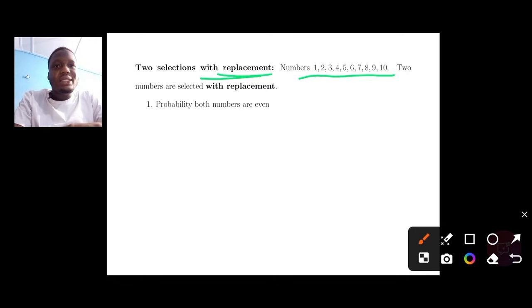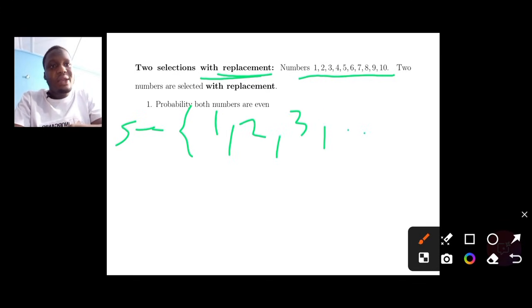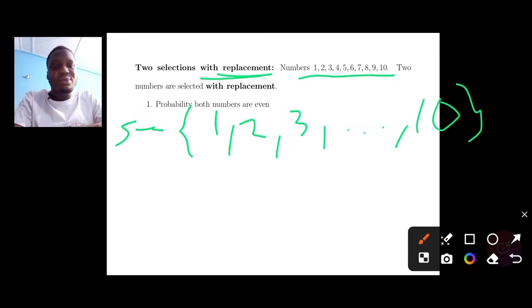So now we no more deal with situations where we list all the events. It's not always the case that you have to list all the events, but you need to know the sample space. In this question, our sample space is 1, 2, 3, up to 10. Okay, that's the sample space, and we are making 2 selections. So this is the sample space for just one selection.